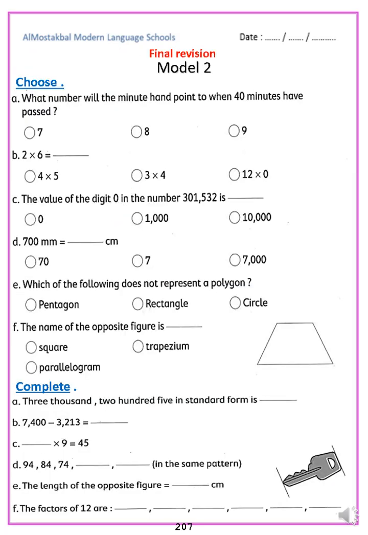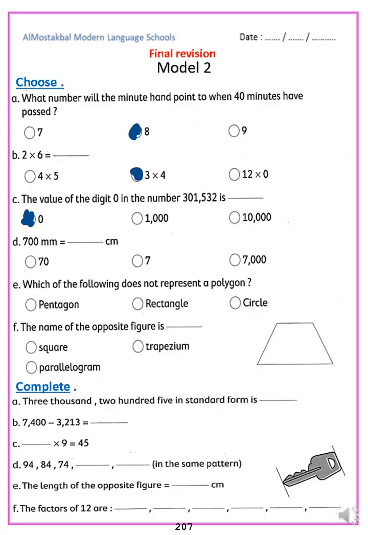Model 2. Choose. What number will the minute hand point to when 40 minutes have passed? 8. 2 times 6 equals 12 and 3 times 4 equals 12. The same answer. The value of the digit 0 in the number 301,532 is 0.